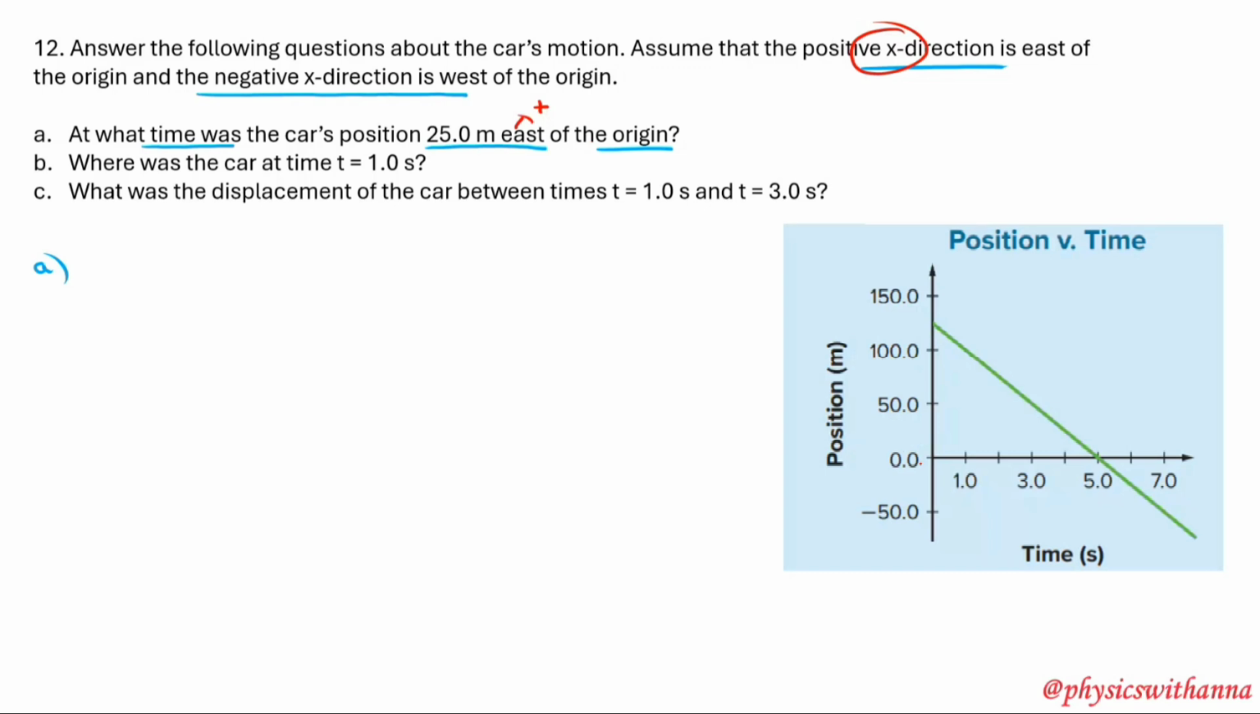So 25 will be between 0 and 50. Now go to the graph. Wherever you reach the line, find the value of time there. This value is between 3 and 5, so the midpoint between 3 and 5 will be 4.